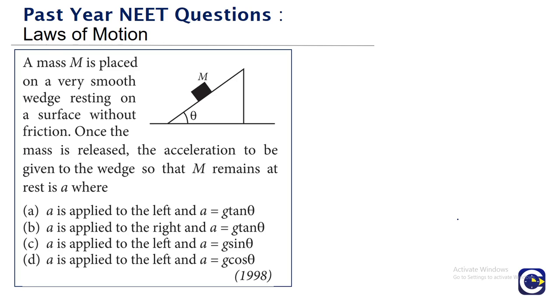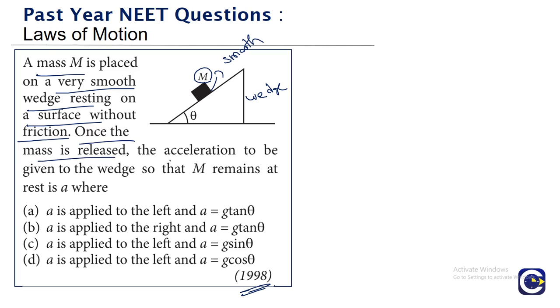Next, we have another standard and repeated model question. This has come in the year 1998. In fact, we have seen the same question, but in that question they have asked us a different quantity. A mass M is placed on a very smooth wedge resting on a surface without friction. So you can see there is a mass M. So here it is smooth. It's resting on the wedge.